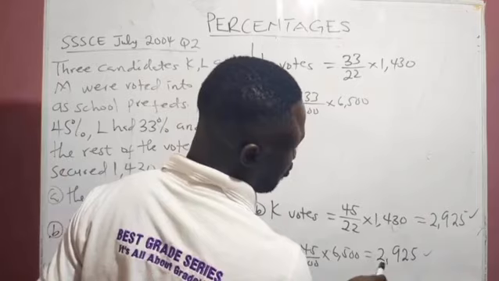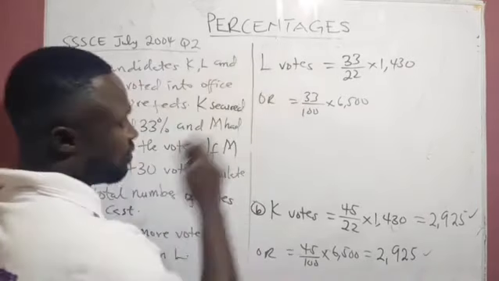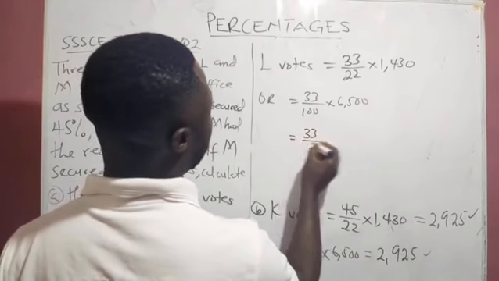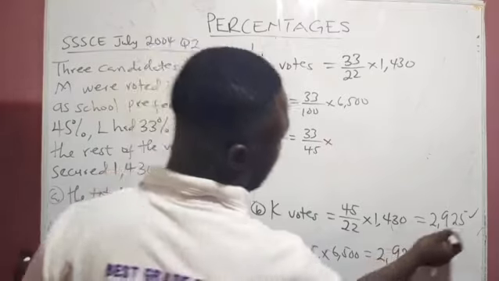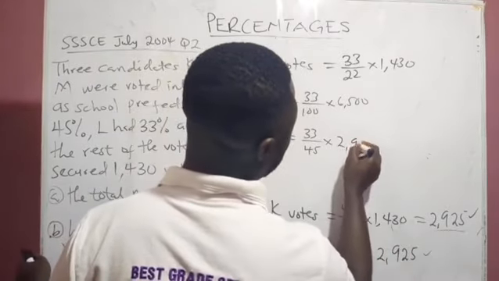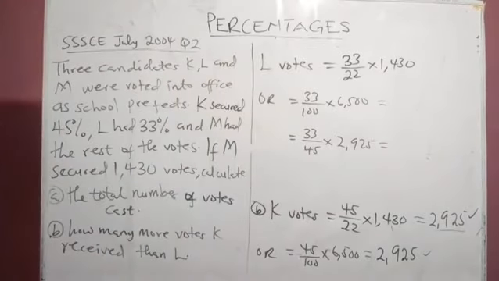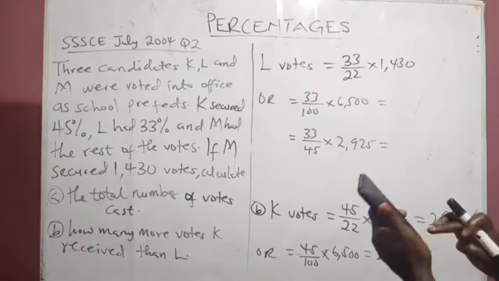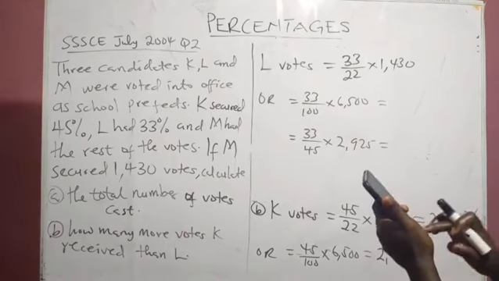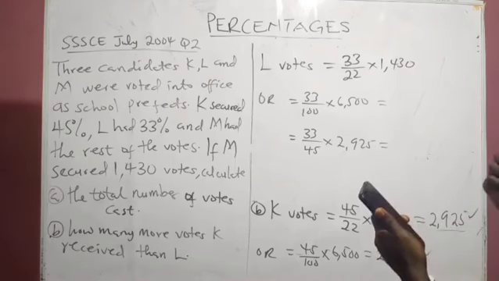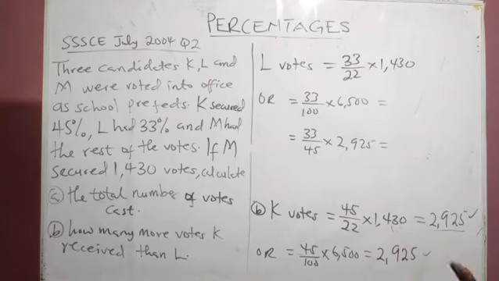also corresponds to 2,925. You can even use 45%, or you can also say 33 divided by 45 times 2,925, because you know the value of 45. They will all give you the same answer. That is the beauty of percentages and mathematics in general. So any of them, 33 over 22 times 1,430, gives 2,145.